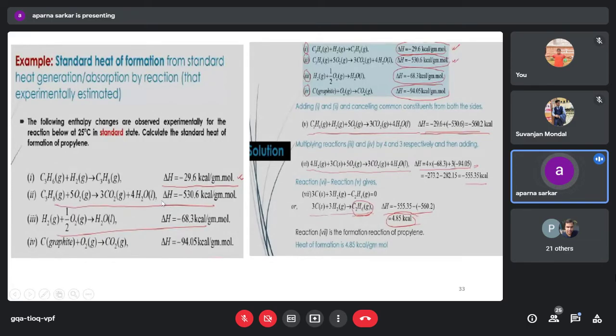Then in the second reaction, again the del H value is negative. Third reaction, del H value negative. Fourth reaction, del H value negative. Now for the four reactions we have different enthalpy changes, or heats of formation. So we need to calculate the standard heat of formation. From these del H values we have to calculate it.